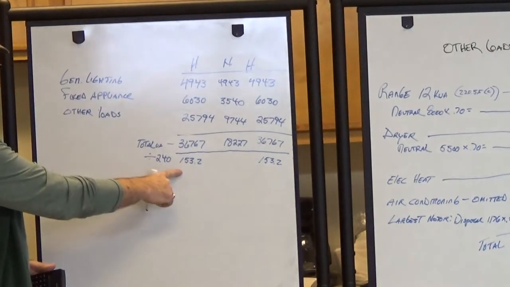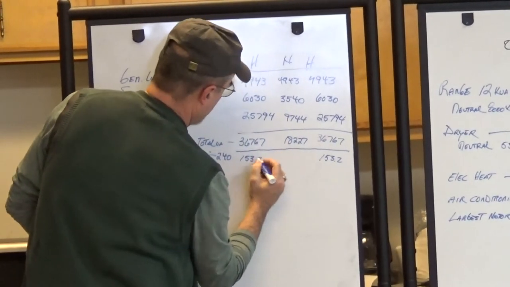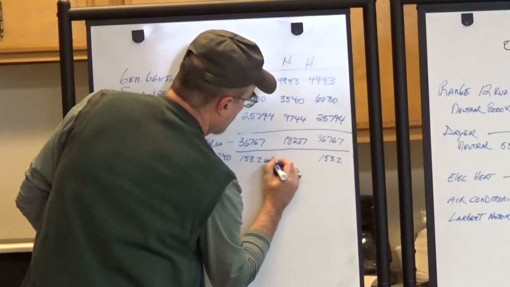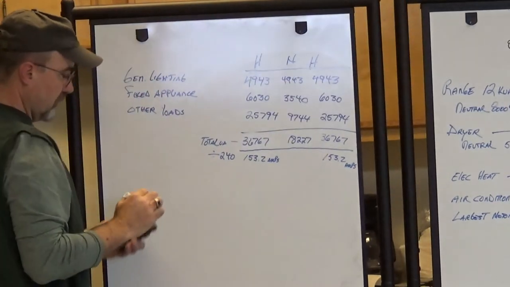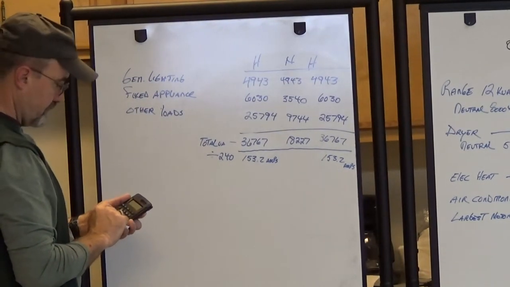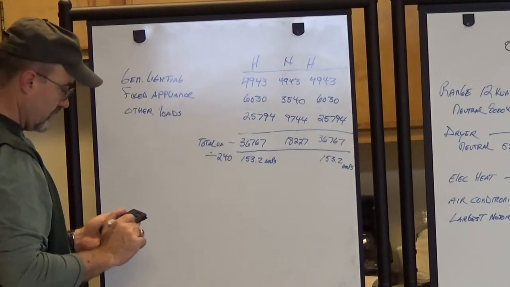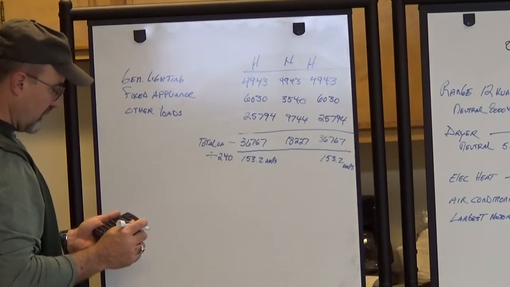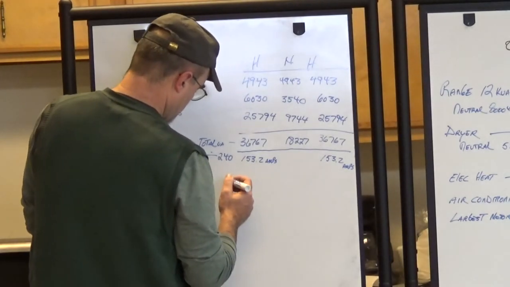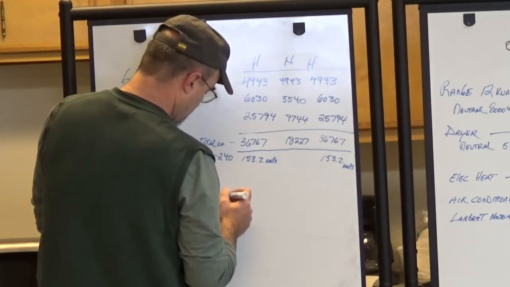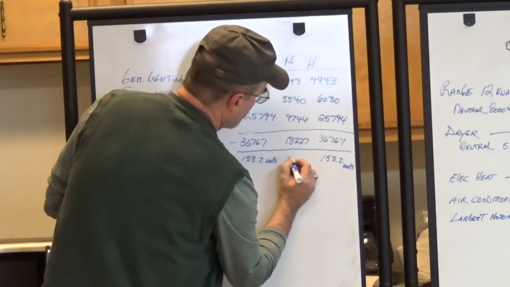And what does that represent? That's your amps. Those are the amps, right? Yeah. Okay. What about the neutral? 75.9, rounded up to 76. 75.94. Let's just go to 75.9.